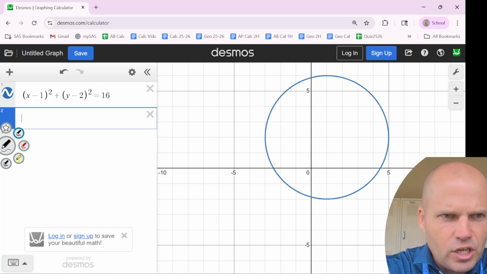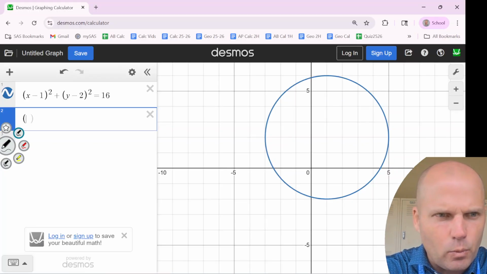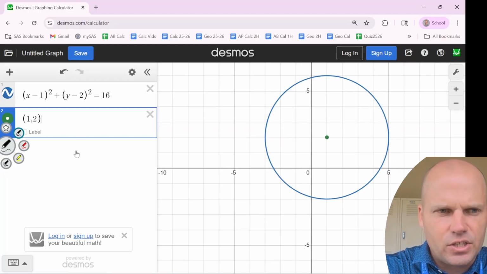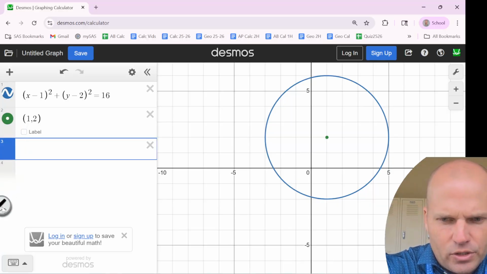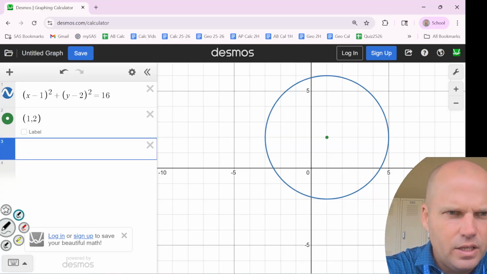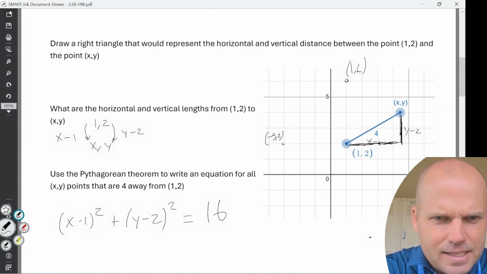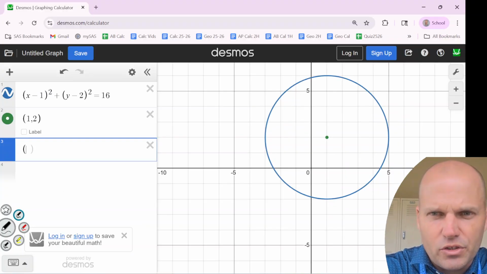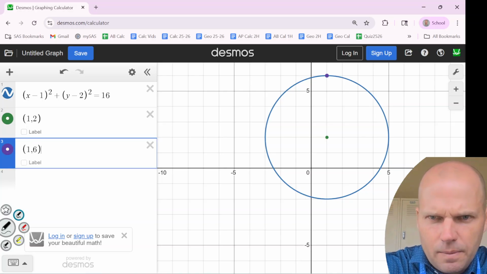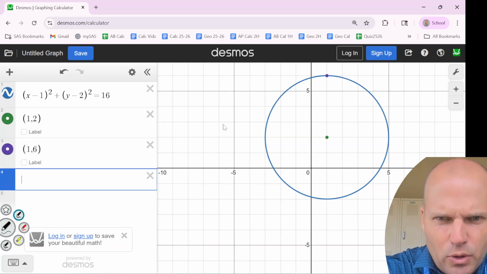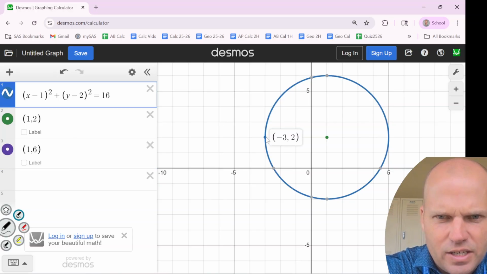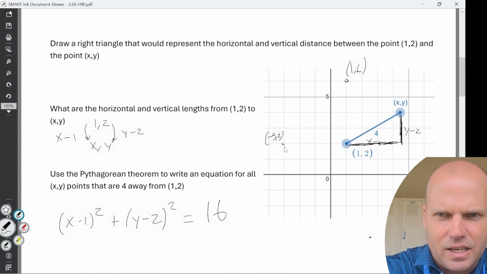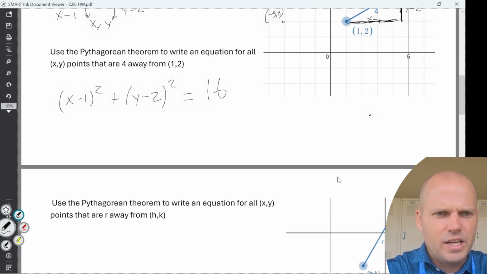And what's a good thing to do is plot the center point 1, 2. Okay, good. That fits in the center. And all you do to plot points is just do shift in the parentheses. Plot maybe the point 1, 6. Yep, that fits. Plot some other points or try to check other points. Negative 3, 2. Yep, that's expected. So, boom, we did it.